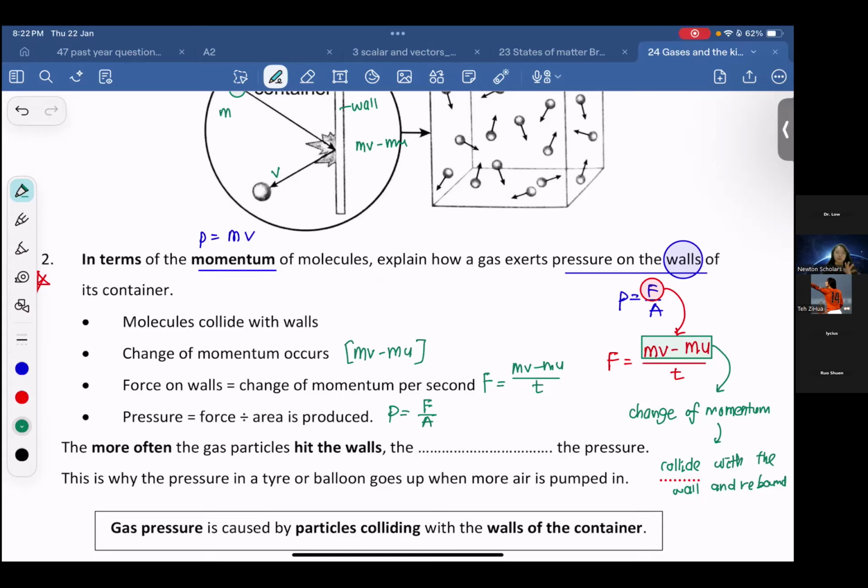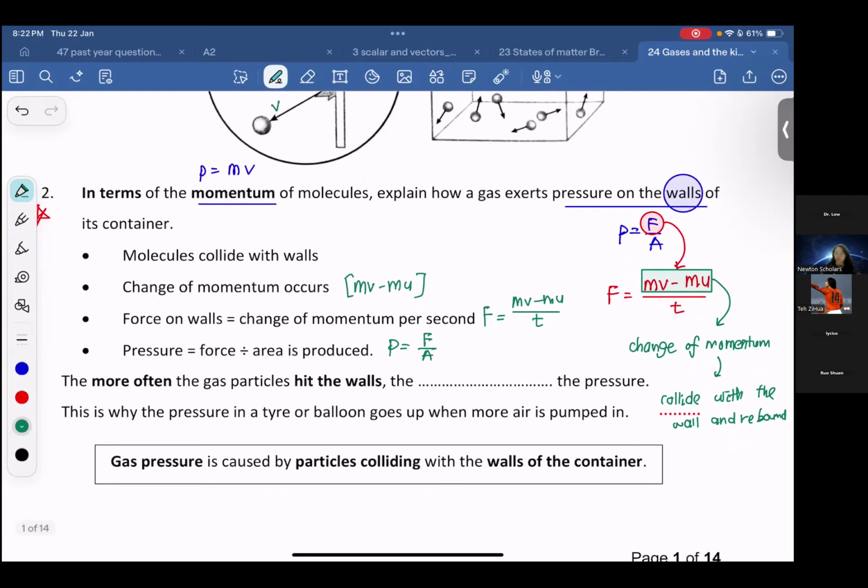So these four steps are very important in terms of momentum, for how the gas exerts pressure. The answer: the gas molecule collides with the wall, a change of momentum happens, a force is produced due to the rate of change of momentum, and pressure is produced when the force acts on the area.